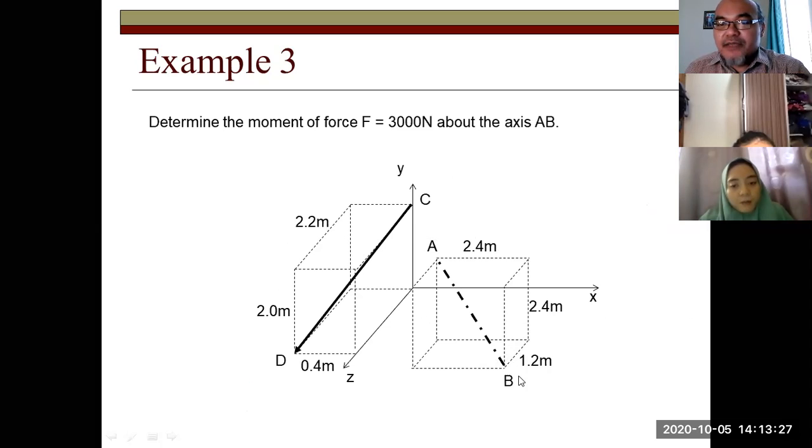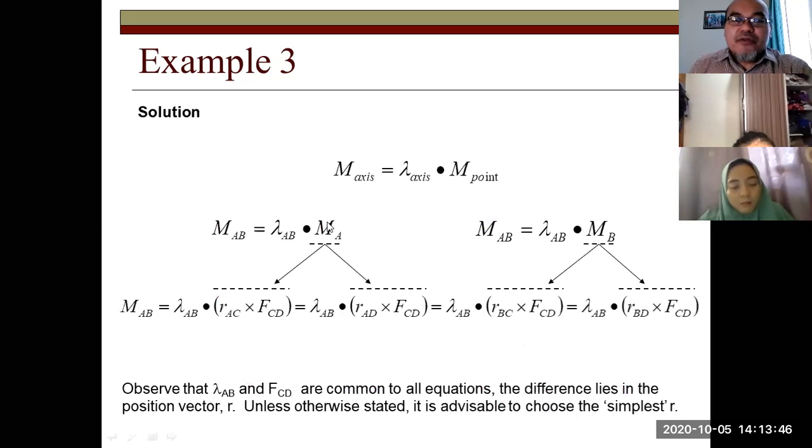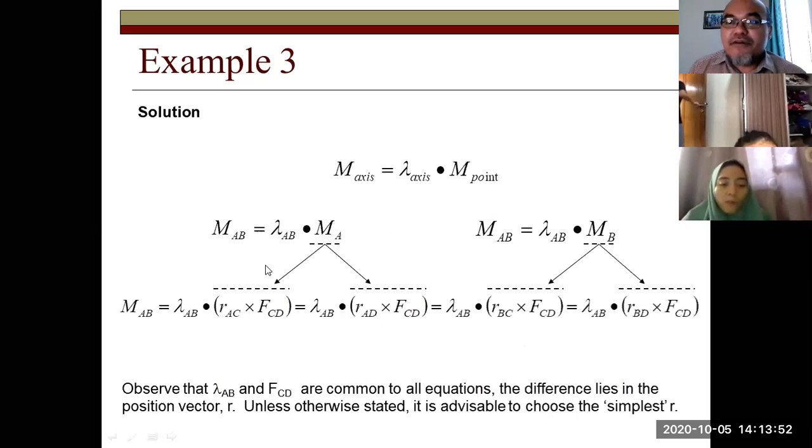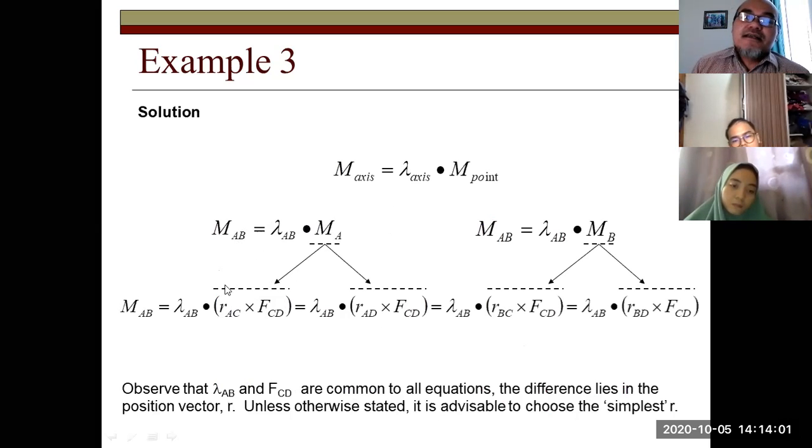From this, we can determine the vector AB, and then we can calculate the magnitude using Pythagoras theorem from 2.4 squared plus 2.4 squared plus 1.2 squared, and then that vector AB divided by that magnitude becomes the unit vector lambda AB. Moment about point A is calculated similarly to the previous example of the moment of a force about a point in three dimensions. You can calculate either by r_AC cross product, not dot product, cross product F_CD, or you can also calculate r_AD towards the endpoint of the force, cross product with the force F_CD.